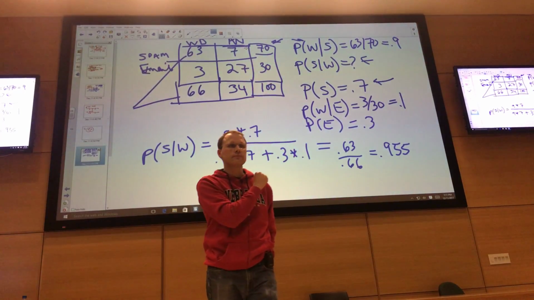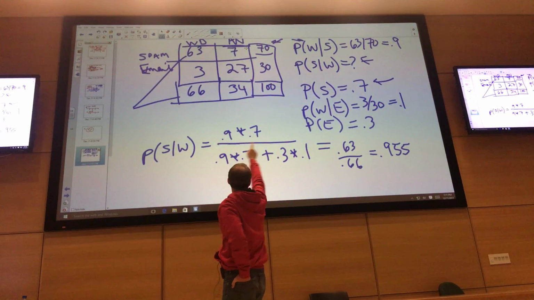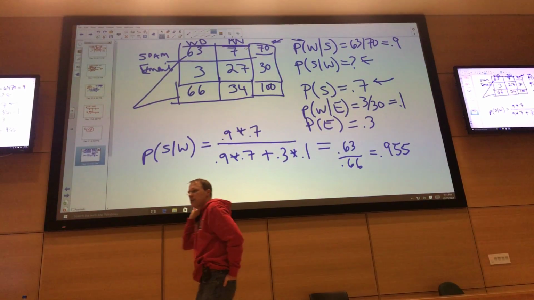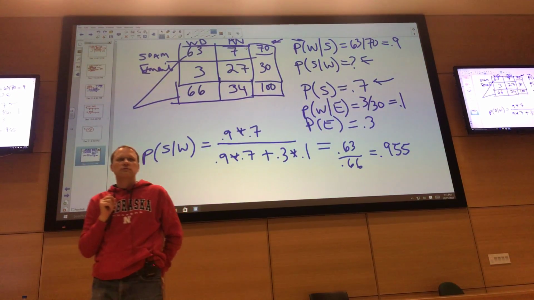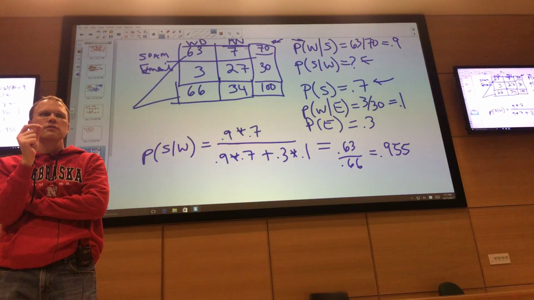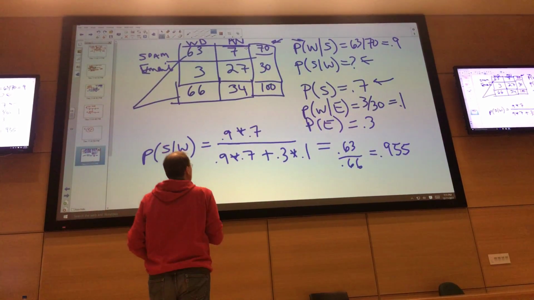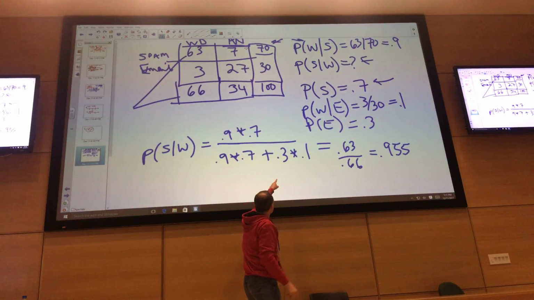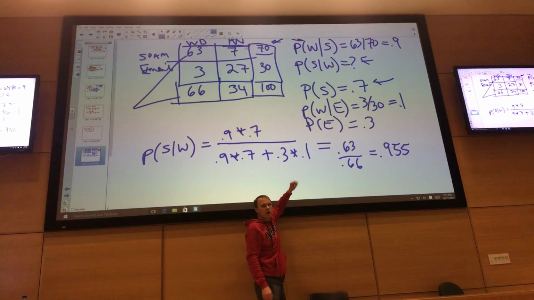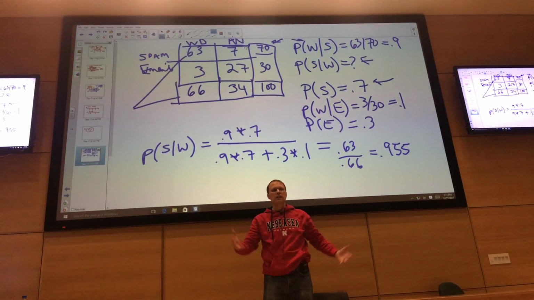Okay, so if you don't have the table, but you just have this column of probabilities, you can still answer what is the probability of spam given wingdings. That's what Bayes is used for. The hardest part about Bayes is recognizing this part, all of the possible outcomes, right? That's the hardest part.